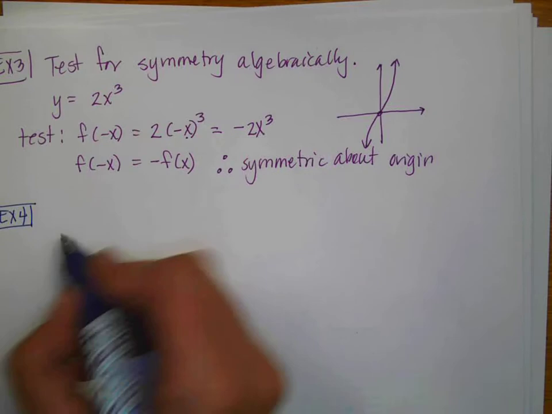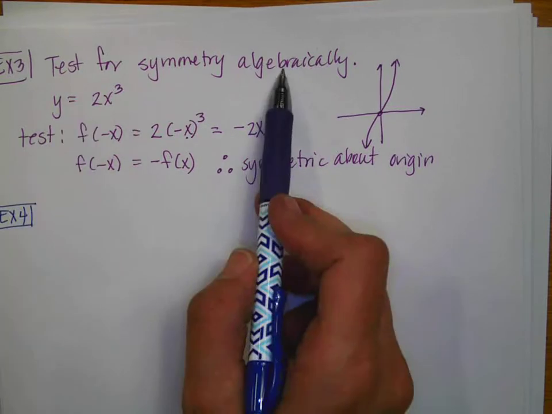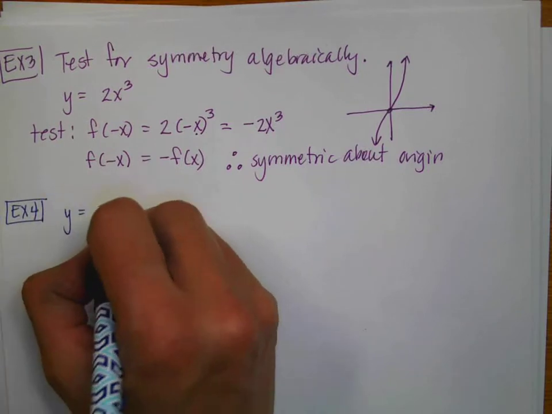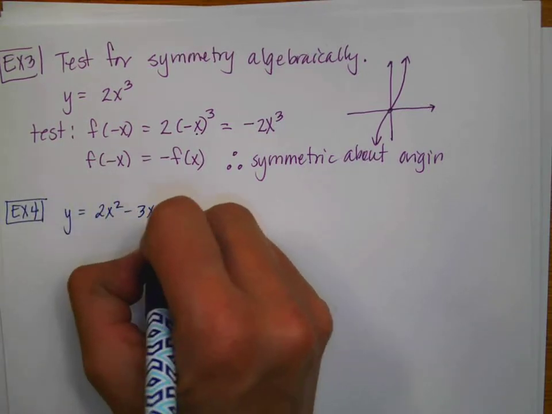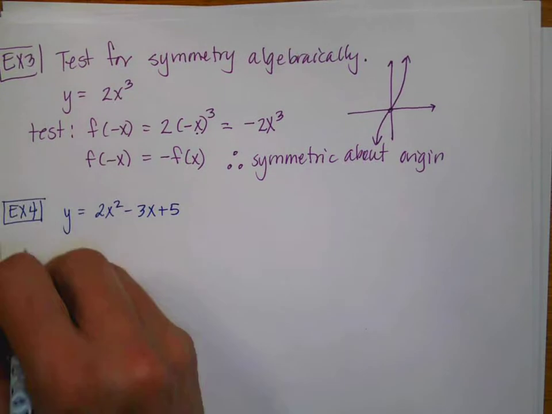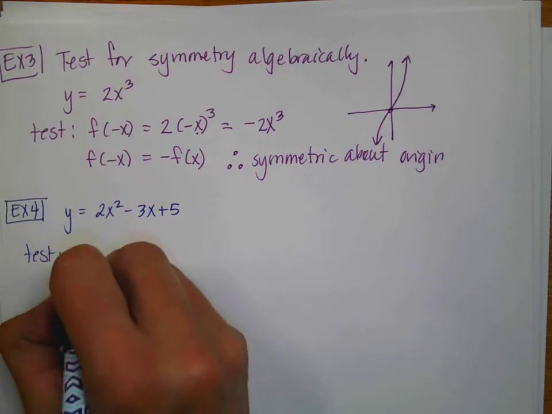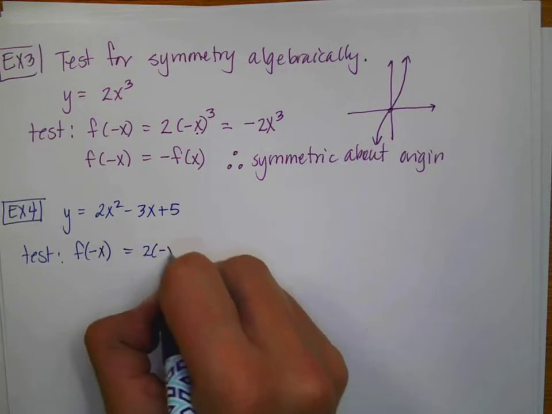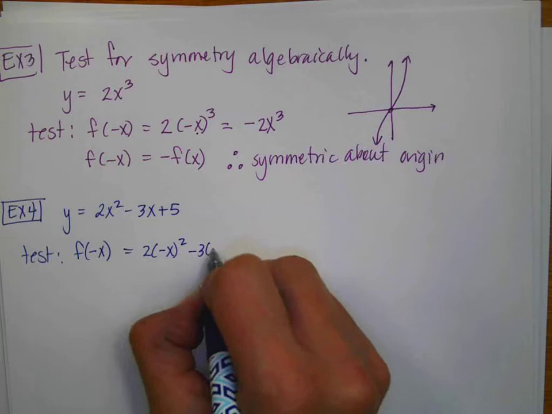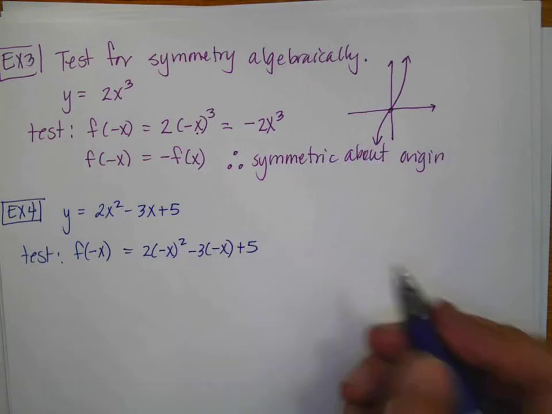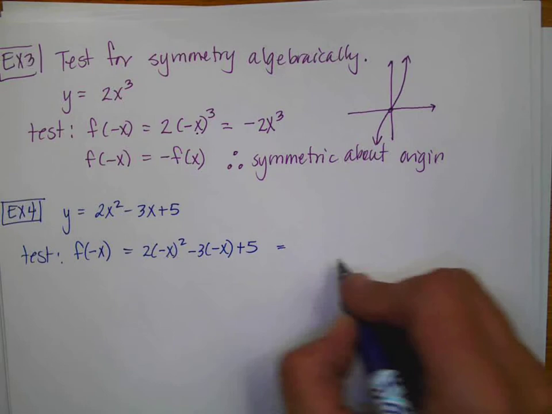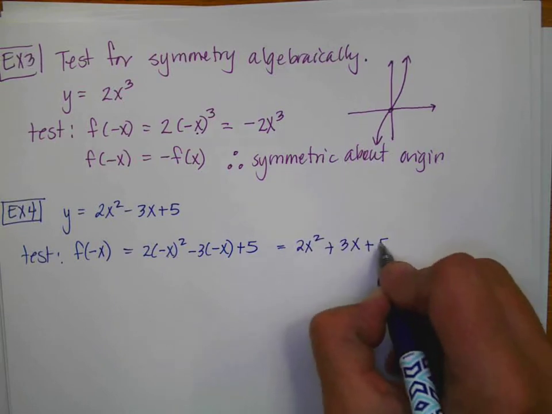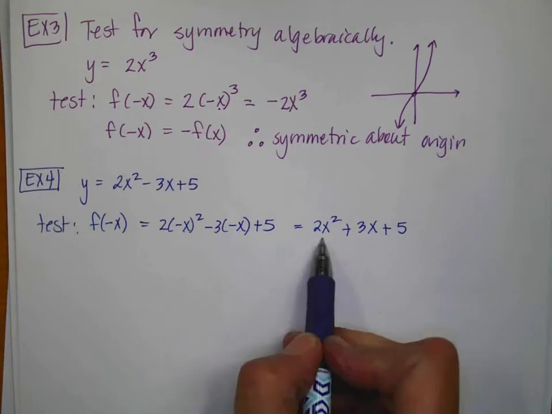We'll do example number 4, and it says the same thing, so I'm not going to rewrite the directions. We're still going to test for symmetry algebraically. This time our equation is going to be a little bit more entertaining. It's 2x squared minus 3x plus 5. And the test is the same. There's only one test. So I'm going to run a negative x through the function. So this is 2 times the negative x squared minus 3 times the negative x plus 5. So this is, a negative squared is positive, 2x squared plus 3x plus 5.